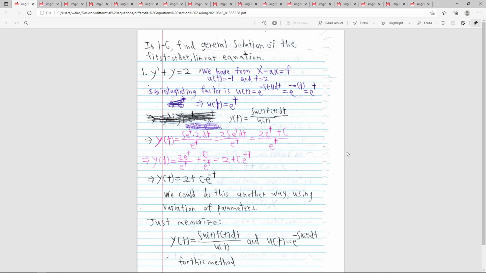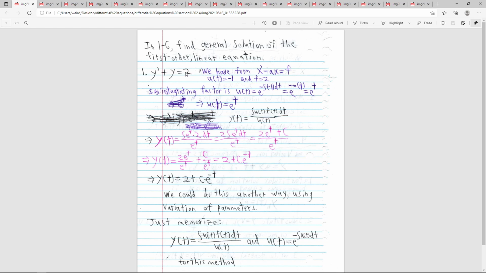But that long introduction out of the way, let's start. In problems 1 through 6 we find the general solution of the first order linear equation. y prime plus y equals 2 is a very basic one we'll start with. In this case we have x prime minus ax equals f. I tried to put it into that form, following the guideline more strictly, but in the end I did it my way anyway. So I say that a(t) is equal to -1, like -1 times y, and f equals 2.